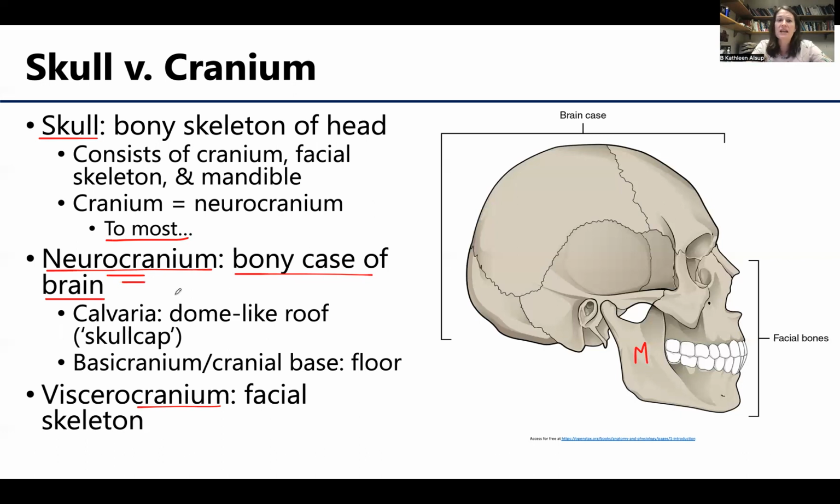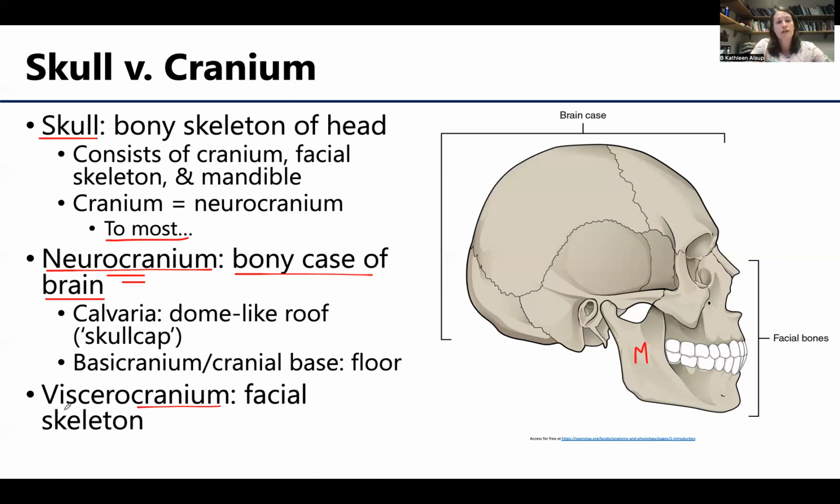And the neurocranium can be split into two areas. There is the calvaria, or that dome-like roof. We often think of this or hear it referred to colloquially as the skull cap. So mostly flat kind of bones here. And then the basicranium, or the cranial base, so basically the bottom of the cranium where the brain sits. So there's a lot of foramina or holes in that region to allow for neurovasculature to travel.